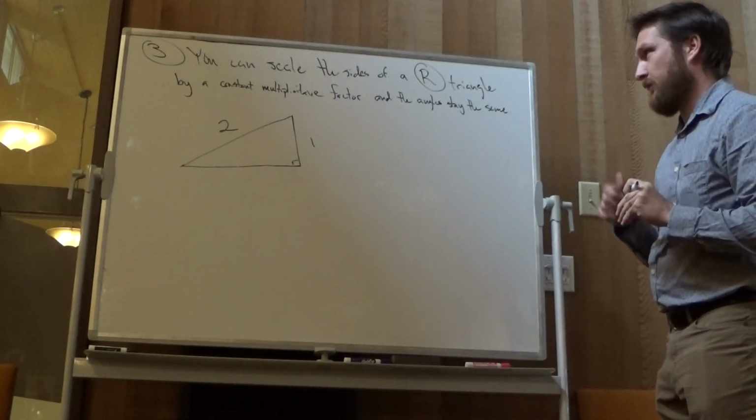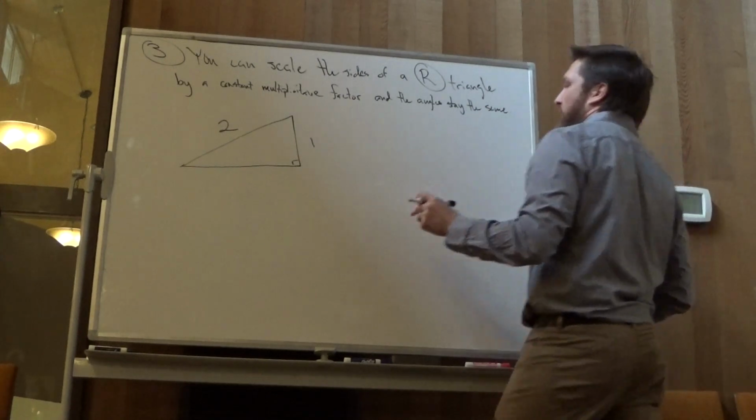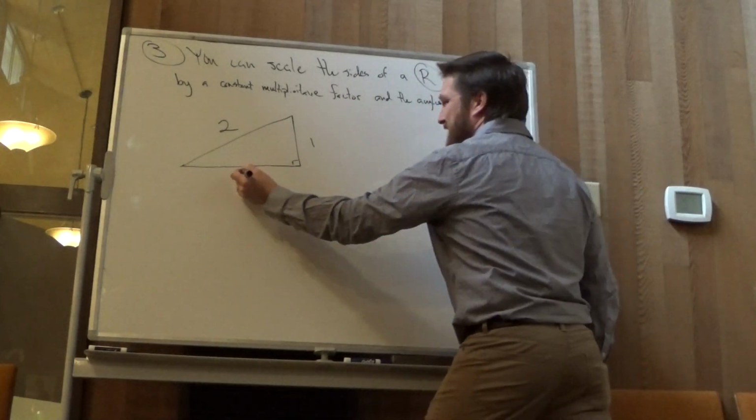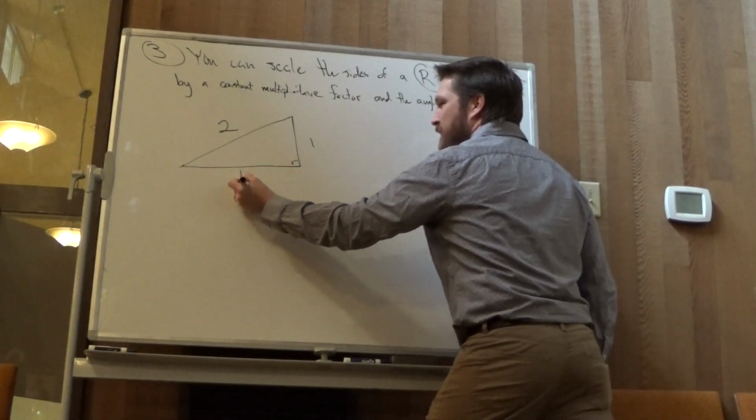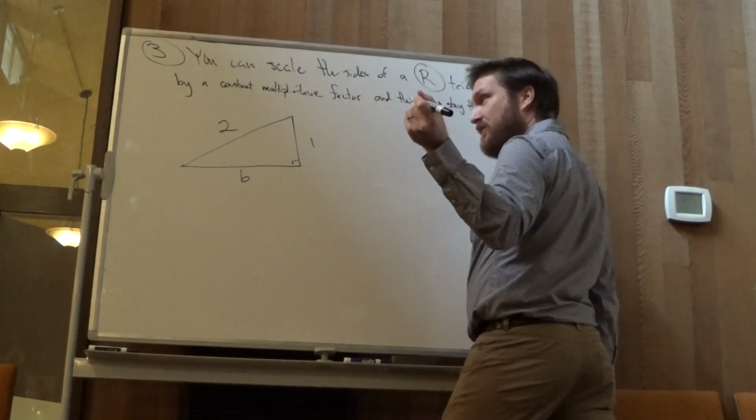What'd you get? 2. Okay. We're trying to find b, right? Yeah, so you're trying to find b. The square root of 3. The square root of 3.